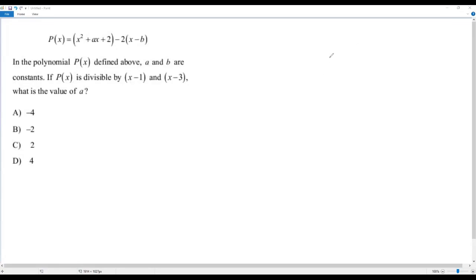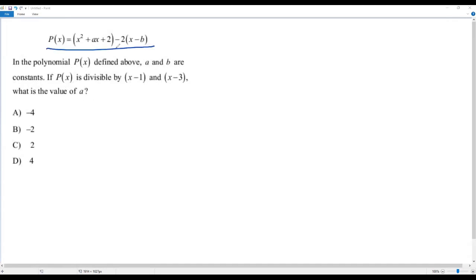Here we have a SAT math problem. Okay, let's cover the question. P of x equals x squared plus a x plus 2 minus 2 times (x minus b). In the polynomial P of x defined above, a and b are constants. If P of x is divisible by x minus 1 and x minus 3, what is the value of a?